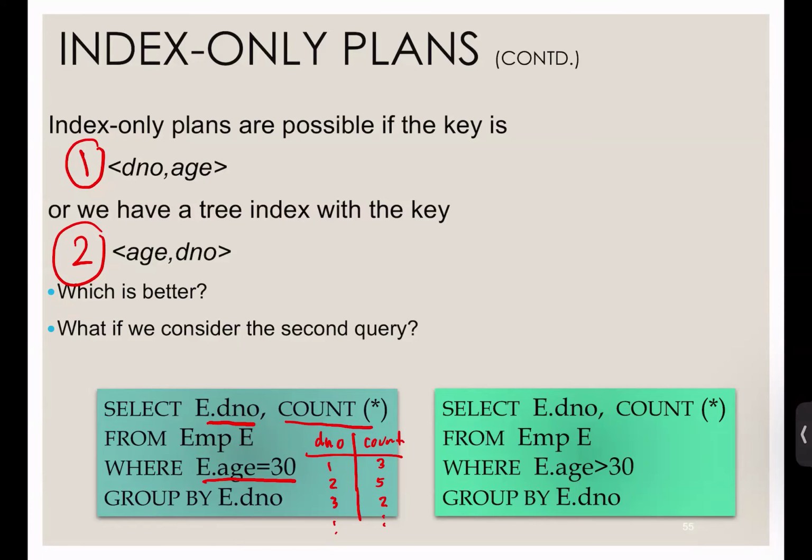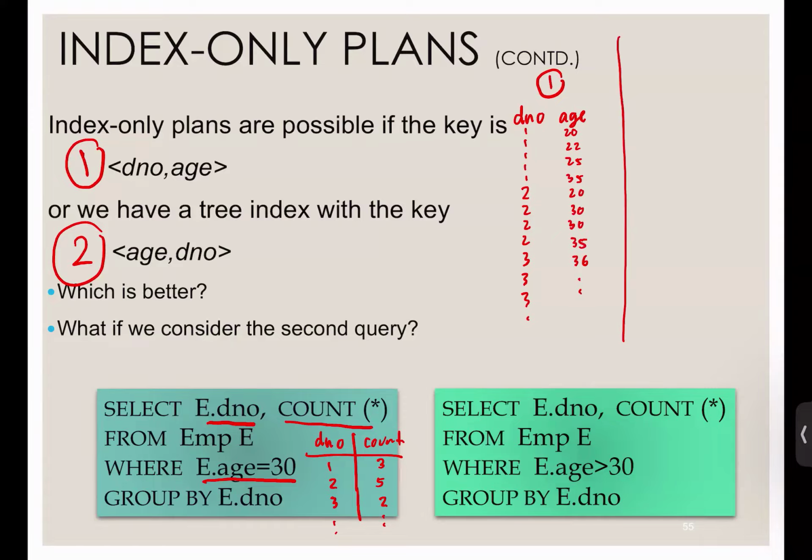Let's see. If it's choice 1, let me write it out so it's clear to you. If it's choice 1, we have DNO and we have age. So we have to list based on DNO first. So DNO 1 comes first, followed by DNO 2, followed by DNO 3. And within the same DNO, we sort by age. So maybe age 20, 22, 25, 35, 20, 30, 30, 35, 36, whatever.